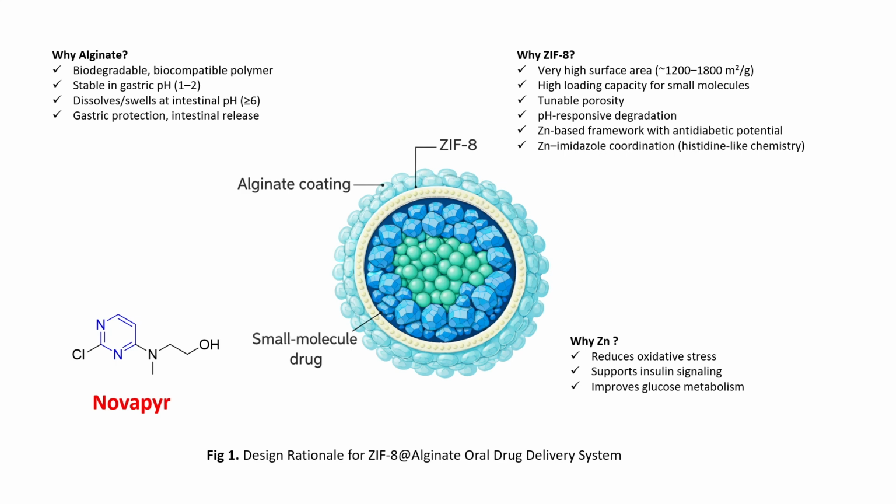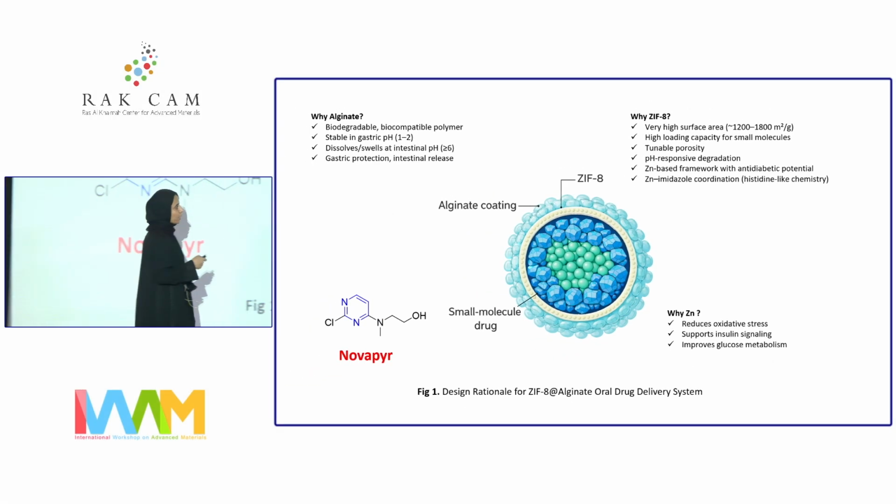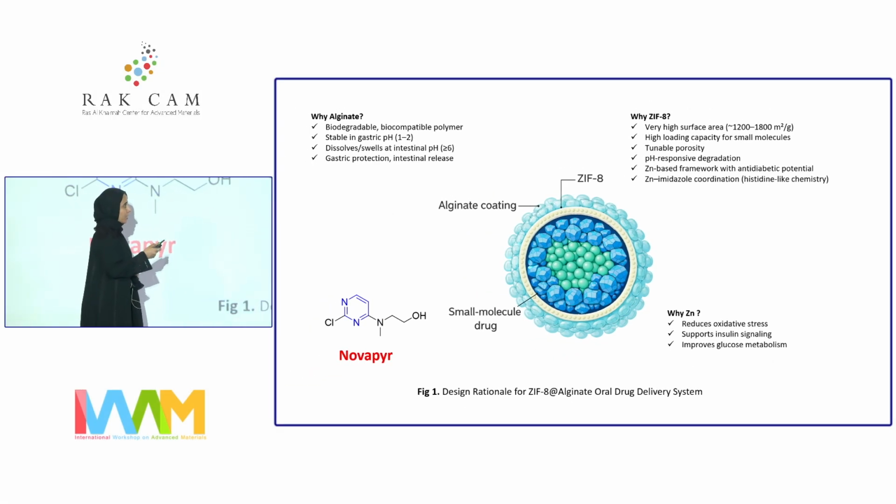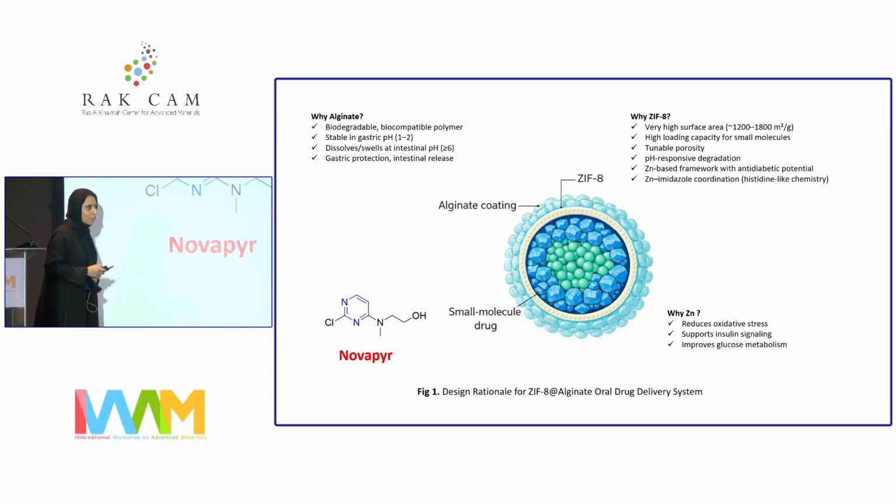And this is exactly the construction of our formulation. It consists of the Nova pair, which is the pyrimidine drug. Then I coat it with ZIF-8, which is known for its low toxicity, high porosity, and high surface area, and which also contains zinc. Zinc is known for reducing oxidative stress, and it also has anti-diabetic properties.